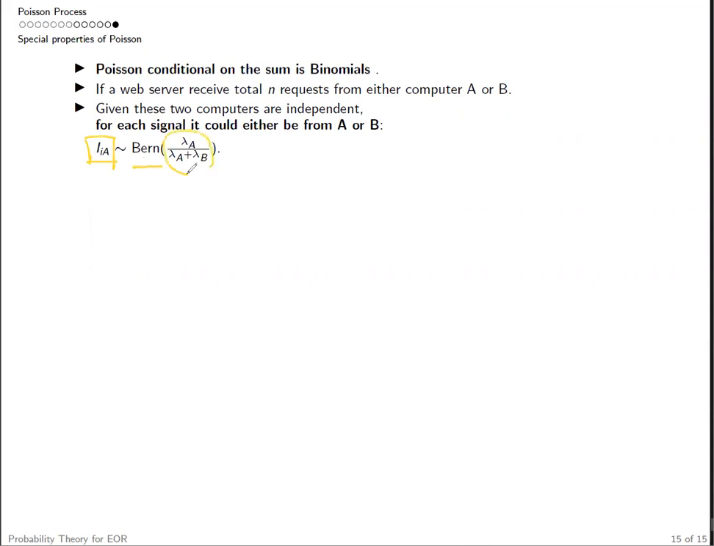And the success rate, well, it's natural to figure that out here. We're going to show it later, but it's natural to think the success rate will be the ratio of the arrival rates, right? If the arrival rate is larger for computer A, then apparently each signal will be more likely to be from computer A, right? And vice versa.